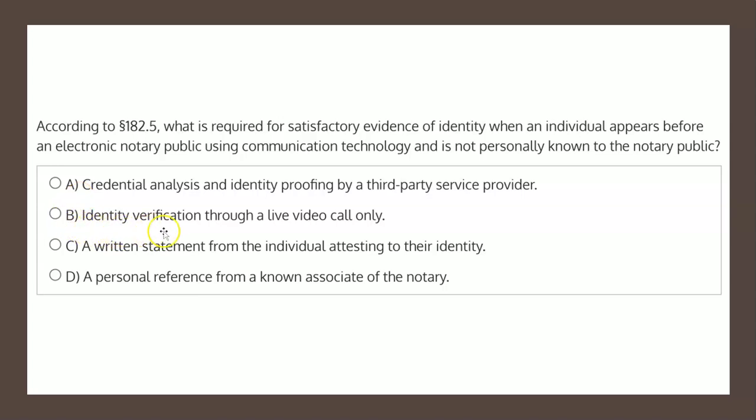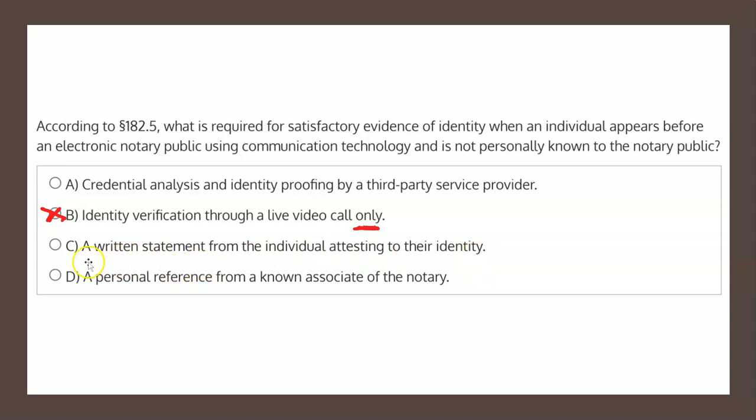Choice B states identity verification through a live video call only. Now the key here is that it states that this is the only requirement, but we already know from the law that there are other requirements such as credential analysis. So to state that identity verification is the only means necessary for satisfactory evidence of identity is misleading and is therefore not our solution.